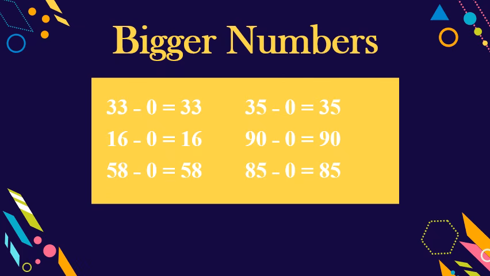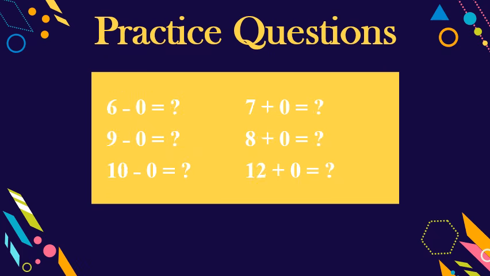No matter whatever the number is, for bigger numbers we follow the same rule. 33 minus 0 equals 33, 16 minus 0 equals 16, 58 minus 0 equals 58, 35 minus 0 equals 35, 90 minus 0 equals 90, 85 minus 0 equals 85. Dear students, here you have some questions for practice. You should write these questions in your math notebook.